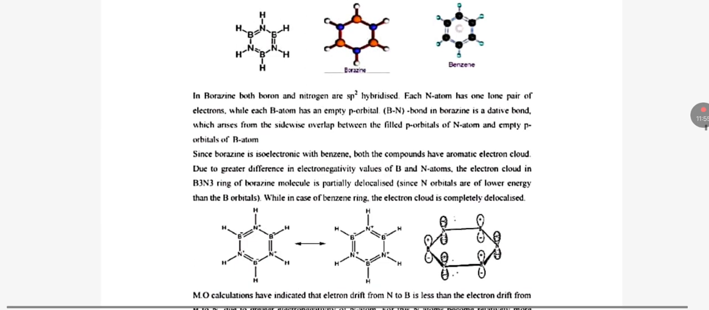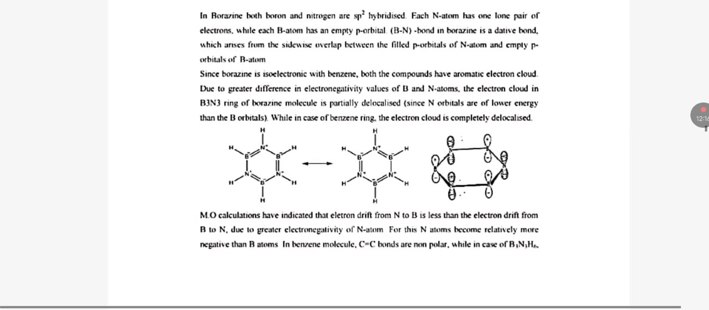In borazine, boron and nitrogen are sp2 hybridized. Each nitrogen atom has one lone pair of electrons, while the boron atom has an empty p orbital. The boron-nitrogen bond in borazine is a dative bond which arises from the sideways overlap between the filled p orbital of the nitrogen atom and the empty p orbital of the boron atom.